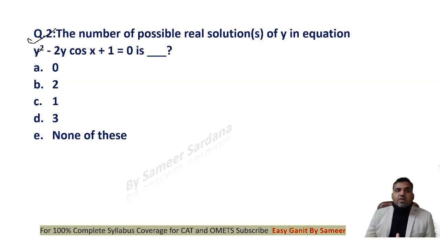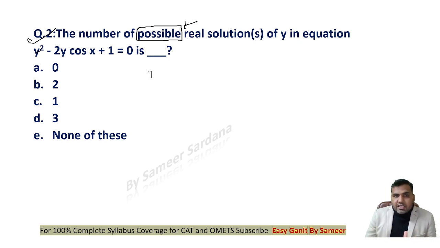Look at question number 2 here: the number of possible real solutions of y in the equation. See guys, this is an amazing question. You see that we are not supposed to find out whether the roots of the equation are real or not. Read the question. The number of possible real solutions of the equation, right? Possible real solution. We know that the roots of this equation will be real if the discriminant is greater than or equal to 0.